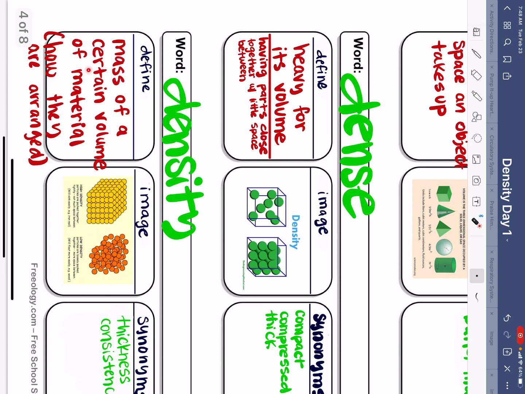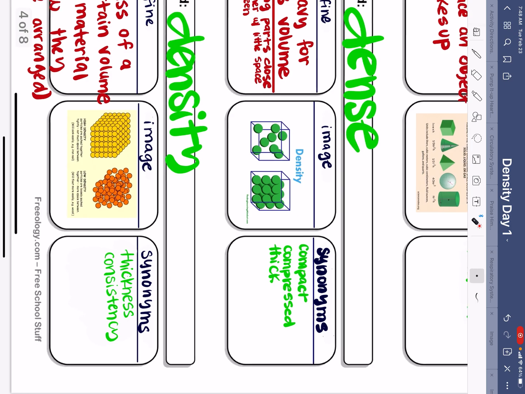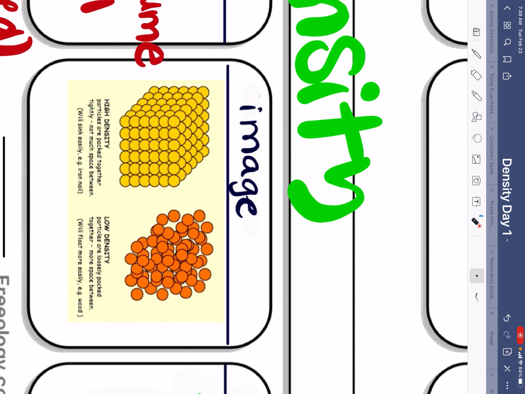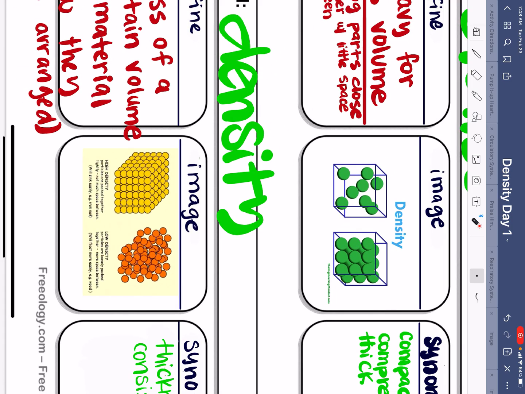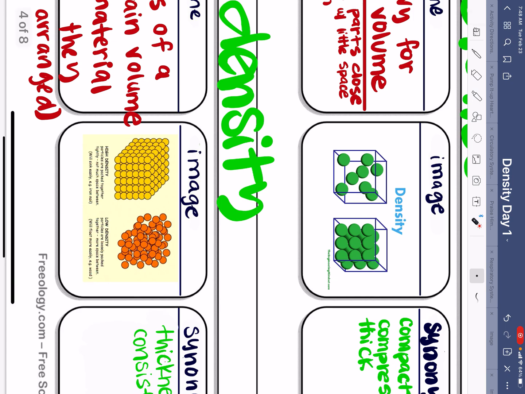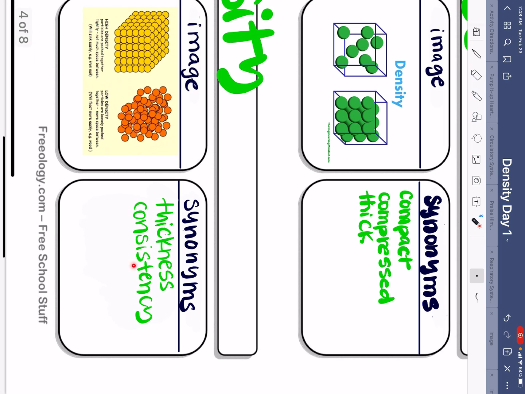Density: mass of a certain volume of material. This means how they're arranged. Okay? All right, so high density: particles are packed together tightly, not much space in between. Just like we saw earlier, these are all packed closely together, so there's going to be more density. Low density: particles are packed loosely together, and there's more space in between. That means they'll float more easily. An example of that would be wood. Synonyms: thickness and consistency.